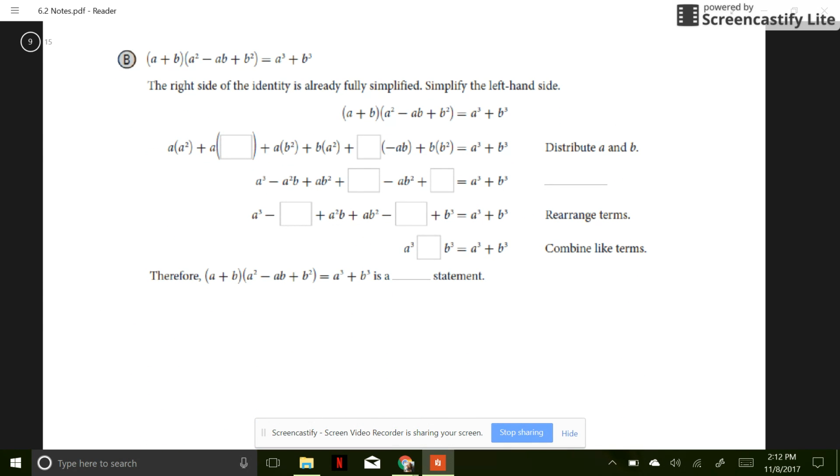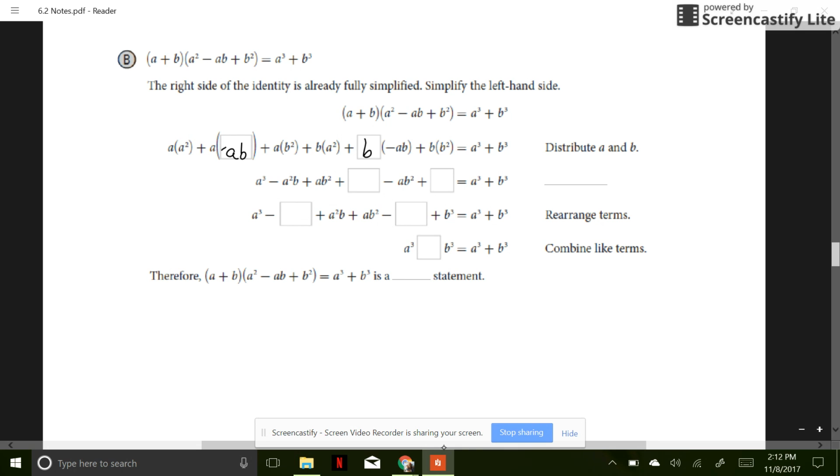So if we look at this one here, you notice the one on the left is really big, so we want to simplify it and make it smaller. So we have to simplify the left side. We're going to multiply as we have been doing. So first they took a times a squared. Now they'd take a times the middle term on the right, negative ab, plus a times b squared. Then multiplying b times each term. So b times a squared, b times negative ab, plus b times b squared.